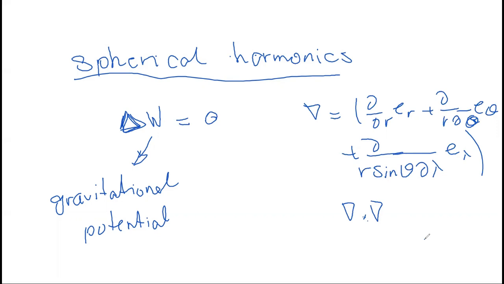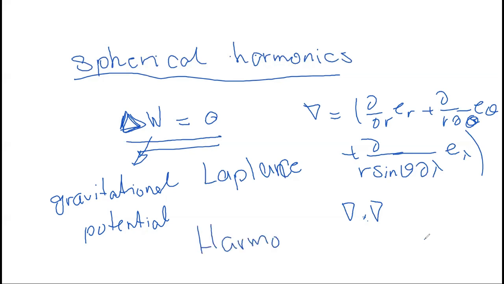So it is zero. If a mathematical function can satisfy this equation, the Laplace equation, it's called harmonic. It's called a harmonic function. So now assume that we have a harmonic function.